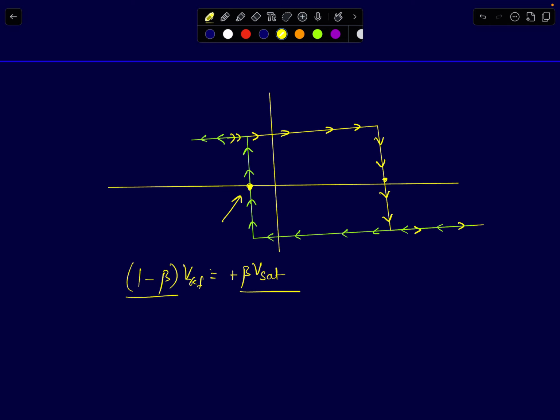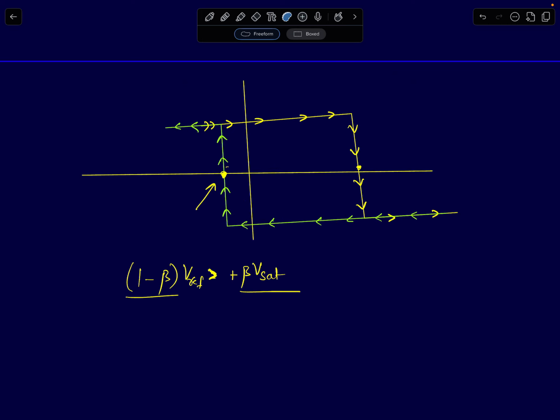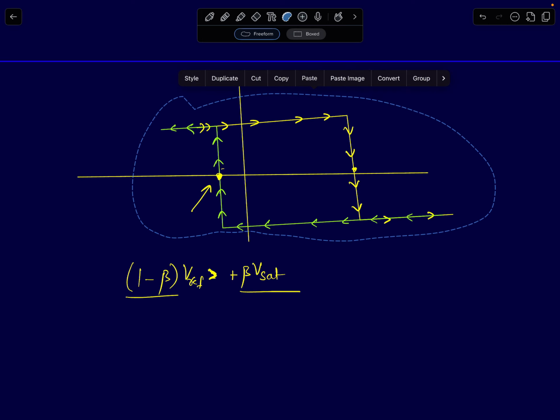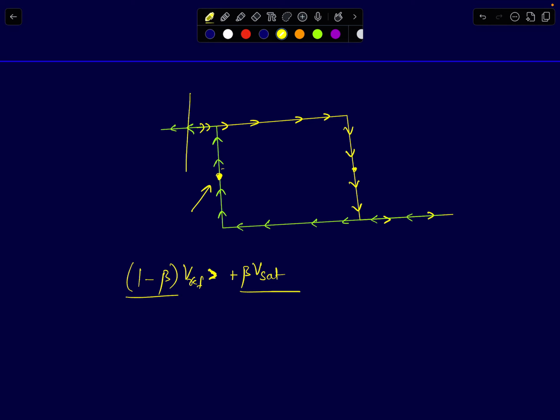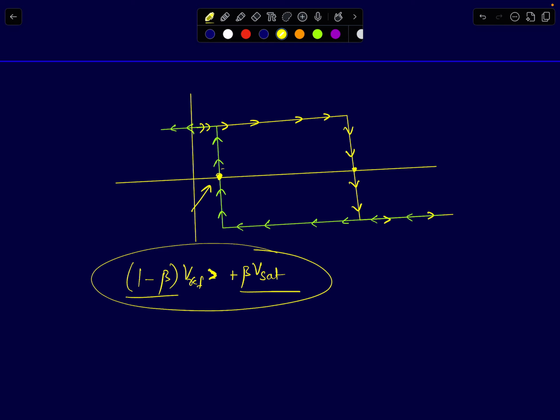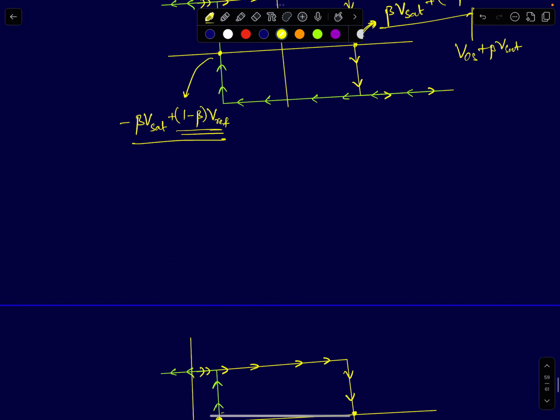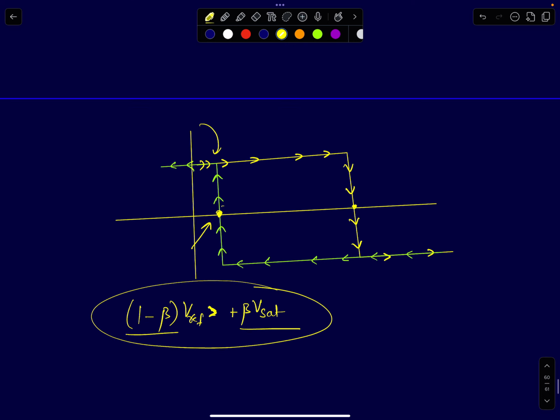If I ensure that this is greater than beta Vsat, the low to high threshold voltage will be entirely positive. In fact, your graph would be shifted in this direction. You get the picture, right? I can shift this graph to this point. So if I satisfy this condition, 1 minus beta times Vref greater than beta Vsat, then the term minus beta times Vsat plus 1 minus beta times Vref will be greater than 0, which means your low to high threshold voltage will become positive. I can have that as well.